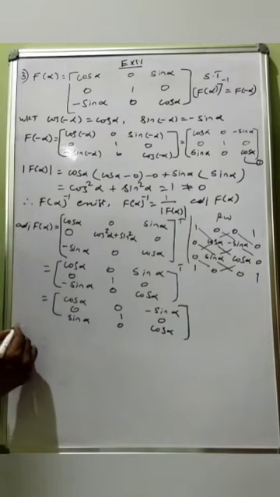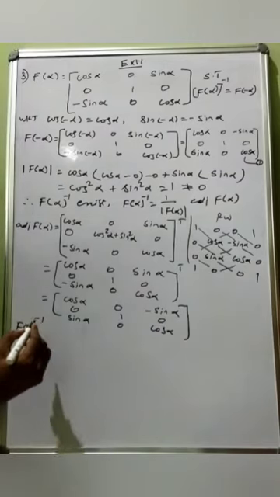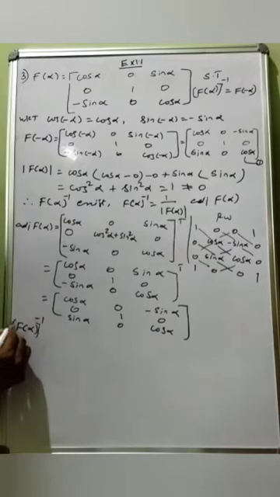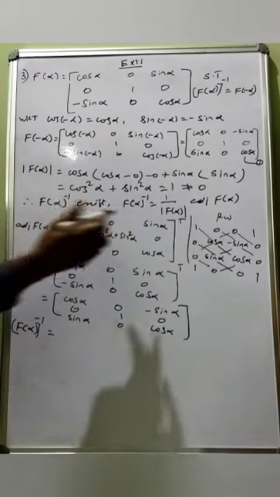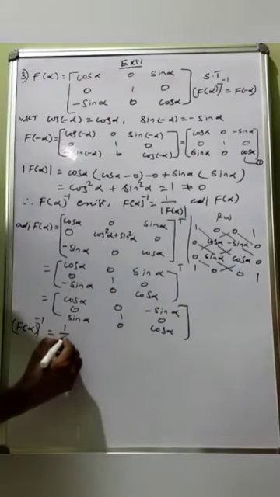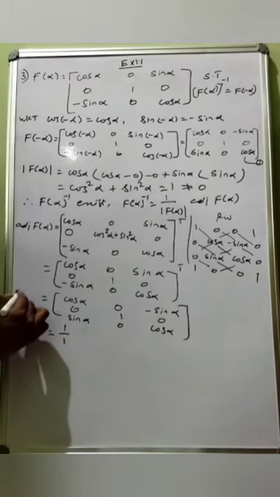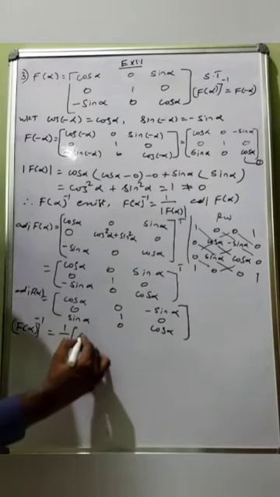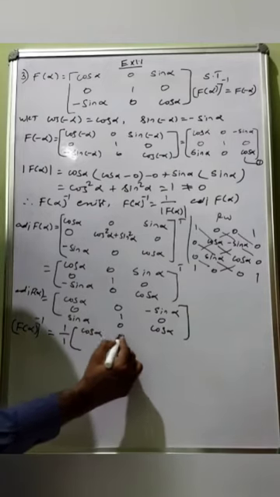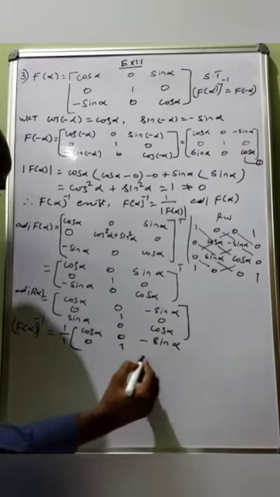Then the formula: F alpha whole inverse equals 1 by determinant of F of alpha, so 1 by 1, into adjoint of F of alpha. So apply it here: cos alpha, 0, minus sin alpha, 0, 1.